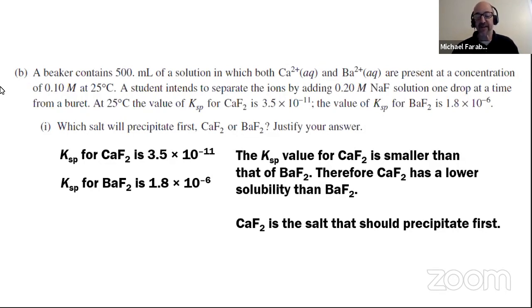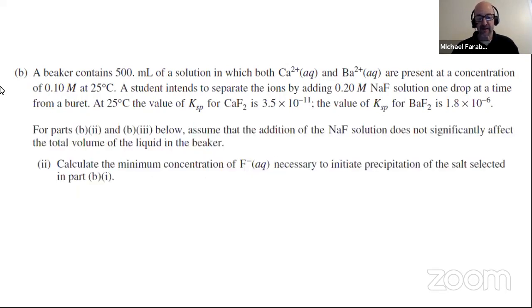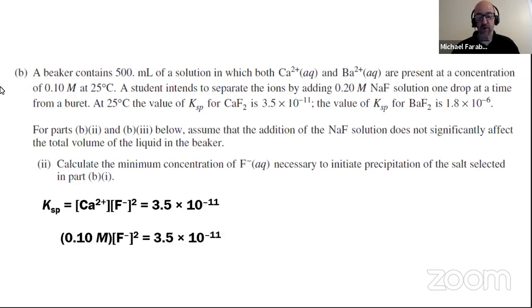Well, that was just qualitative. Now we'll actually do a quantitative calculation. Calculate the minimum concentration of fluoride necessary to initiate the precipitation of the salt. So we have 0.1 molar concentration of calcium and barium, and this is our Ksp expression for calcium fluoride. Let's plug in 0.1 molar for the concentration of the calcium and then solve for the concentration of fluoride. This will tell us the minimum concentration of fluoride necessary to initiate precipitation of the calcium fluoride.